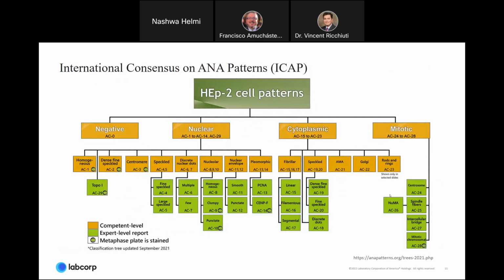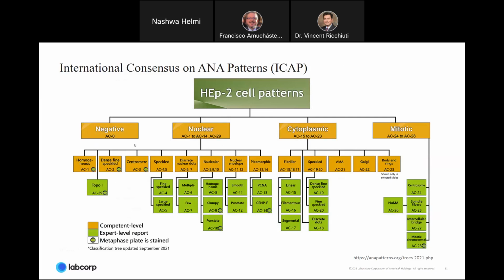The patterns are characterized in the major groups as nuclear, cytoplasmic, and mitotic. And each pattern has been described in detail. And there are 2 levels of competency. The amber level, as you can see on the slide, is the competent level that each laboratory should achieve. However, there is also a second level, which is called the expert level, which is a higher level of expertise, in green on the slide here. And Labcorp uses both levels of competency.